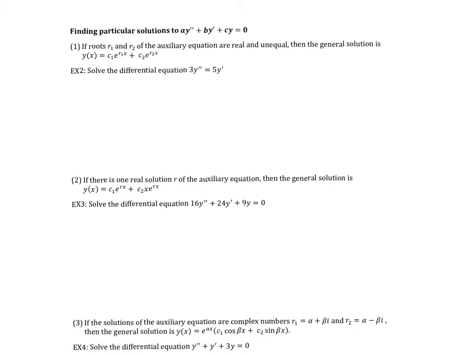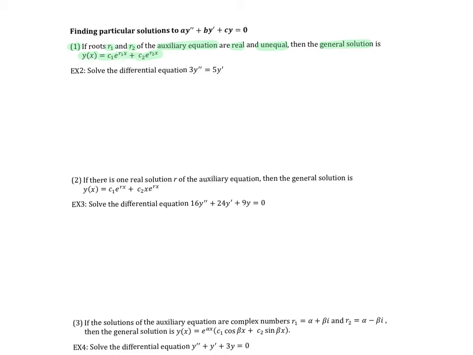So we are going to go through and solve the three different types of differential equations. All we're doing is finding the solution to ay double prime plus by prime plus cy equal to 0. We'll look at this first case. This first case says if our roots r sub 1 and r sub 2 of our auxiliary equation are real and unequal, so two different real solutions, then our general solution for our differential equation is of this form: y of x equal to c sub 1 e to the r sub 1 x plus c sub 2 e to the r sub 2 x. Notice that this is the general form that we looked at on the previous page under our theorem.